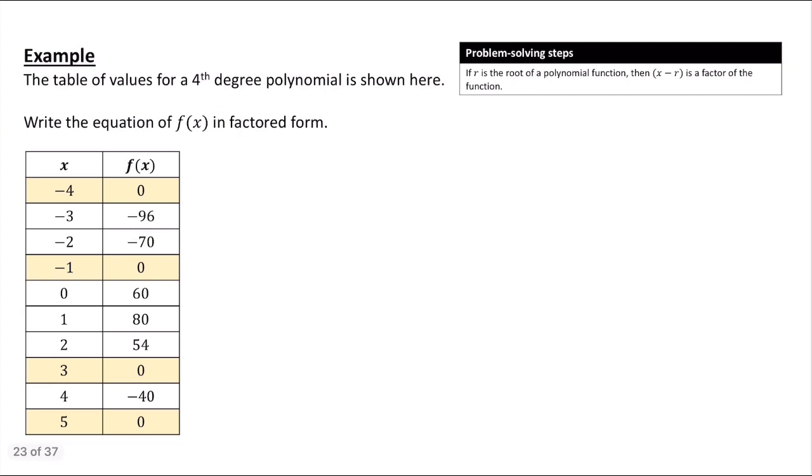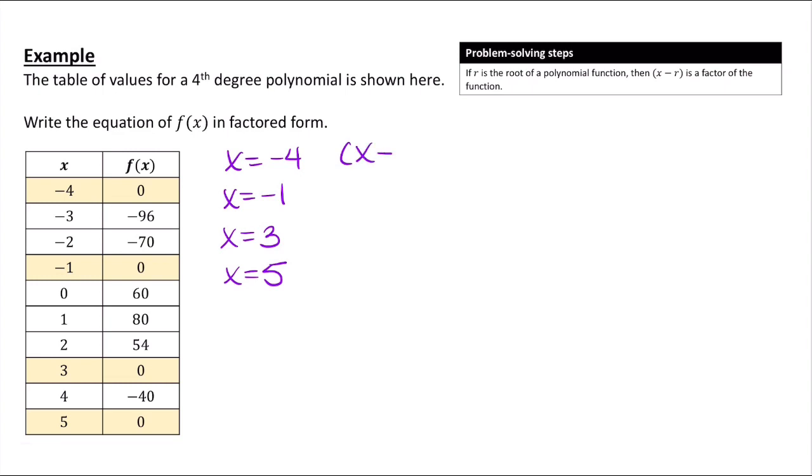You can also do this if you have a table of values, okay? Here it doesn't give us a graph, it gives us a table with values for f of x. We know that anywhere f of x equals 0, we have those roots. So the roots of this polynomial will be x equals -4, x equals -1, x equals 3, and x equals 5.